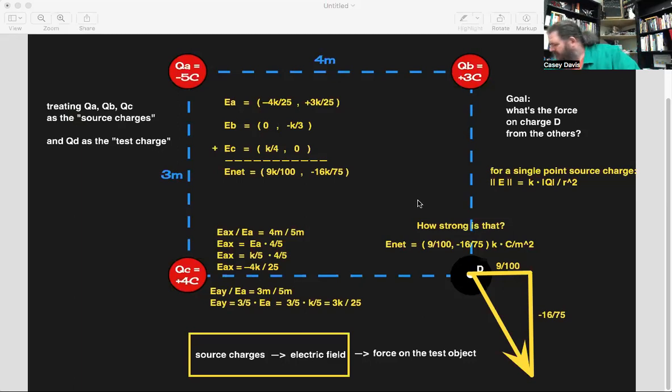So let's try that out. Calculator. We've got square root of 9/100ths squared plus 16/75 squared. So I'm getting about 0.23 K. So that's the magnitude. Magnitude of the electric field at this location is about 0.23 K coulombs per meter squared.